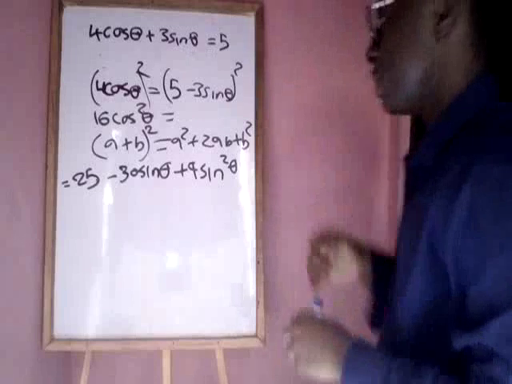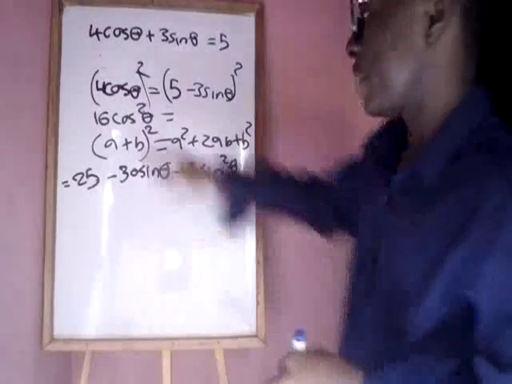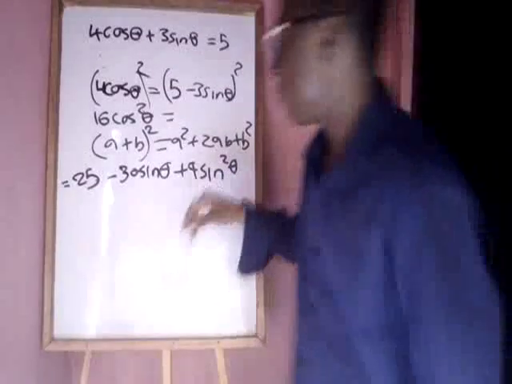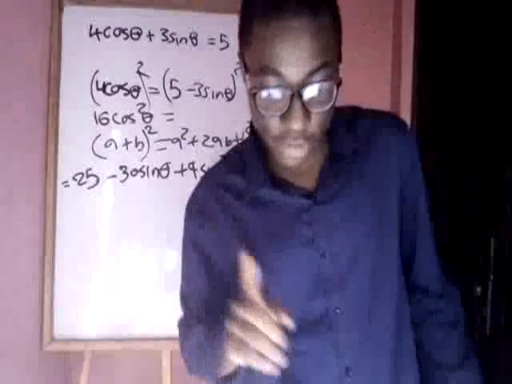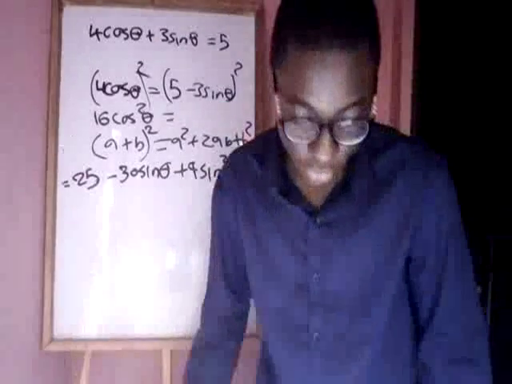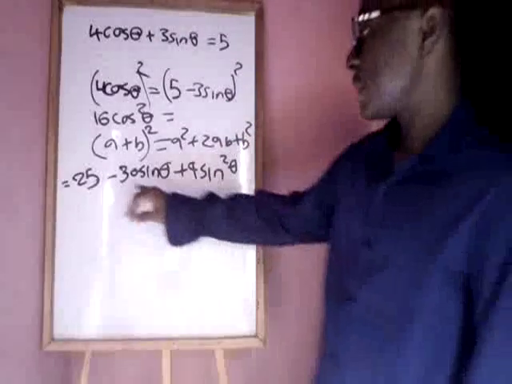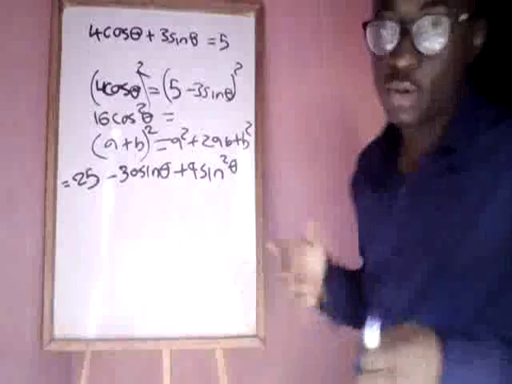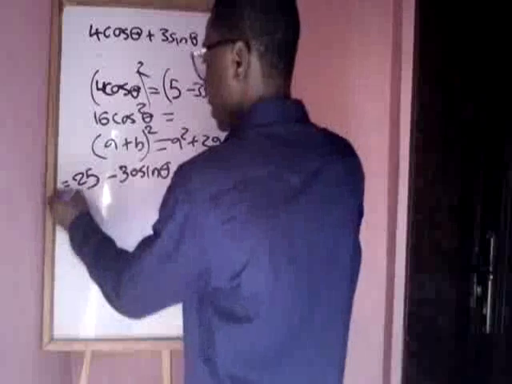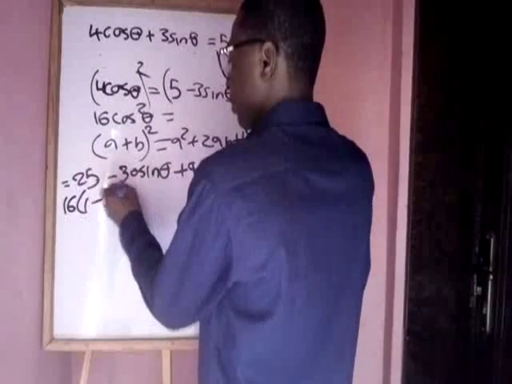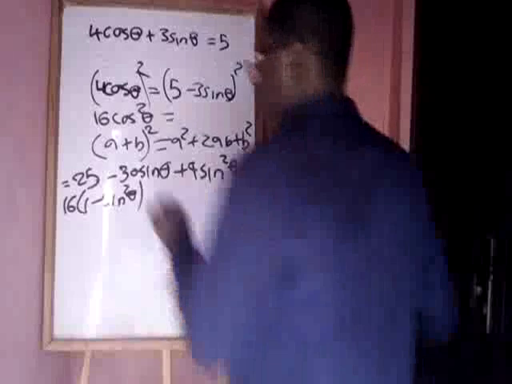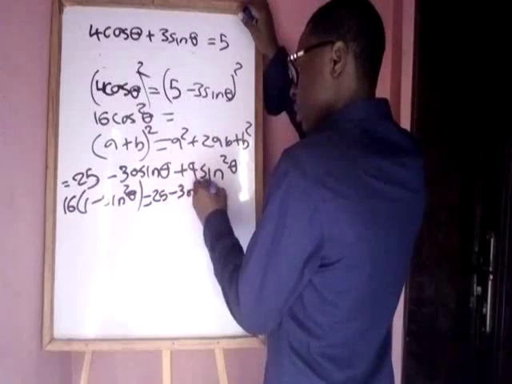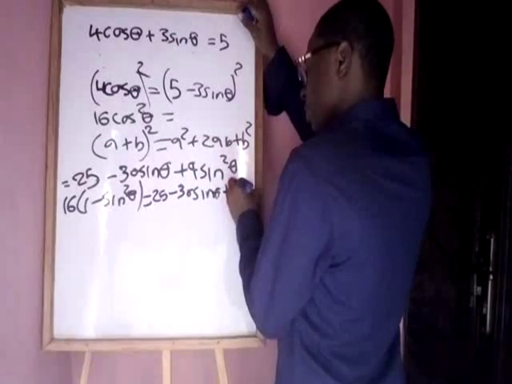Now let's see what this will lead us to. Obviously the left hand side is 16 cos theta, and the right hand side is 25 minus 30 sin theta plus 9 sin square theta. Now there's another part of this question which you can deal with, because we have cos theta. Cos theta here can be converted to sin theta, right? So let's convert it. You know that sin square theta is equal to 1 minus cos square theta. So on the left hand side we have 16 open bracket 1 minus sin square theta, because cos square theta is equal to 1 minus sin square theta, right? That will be equal to 25 minus 30 sin theta plus 9 sin square theta.